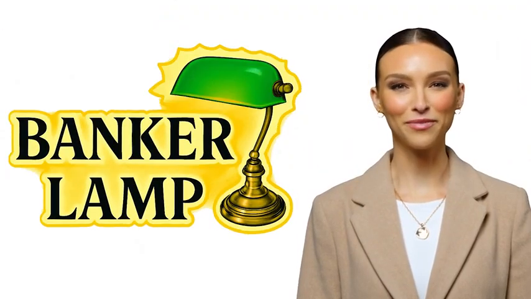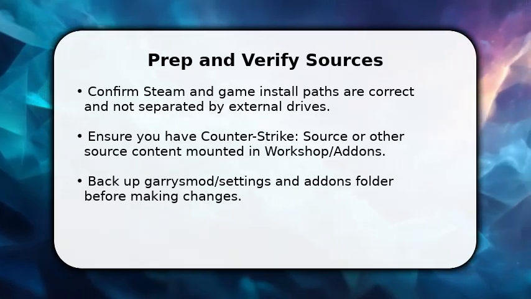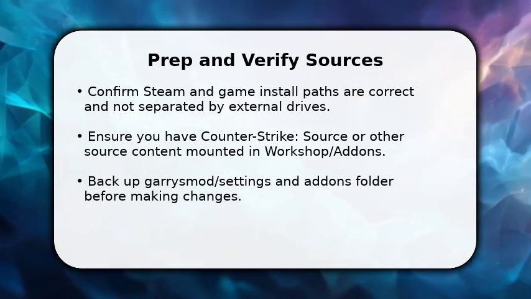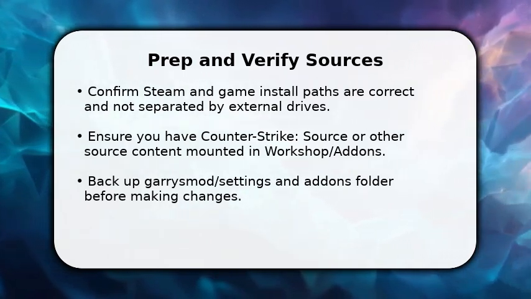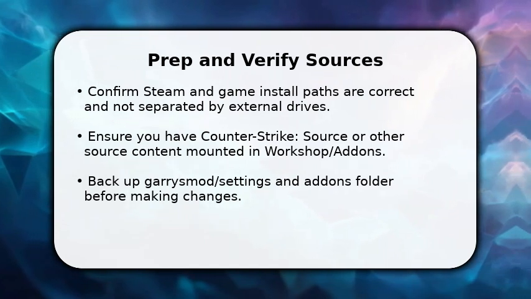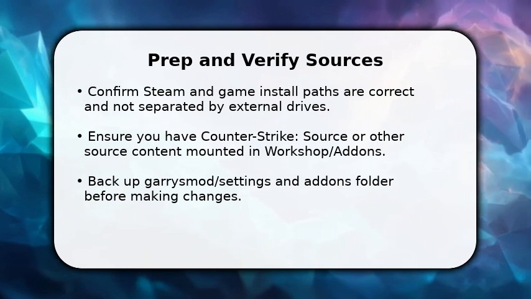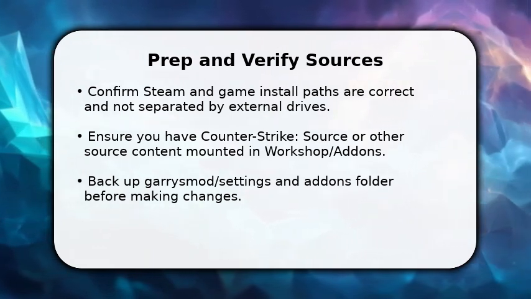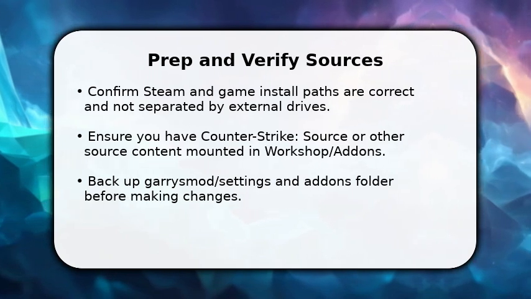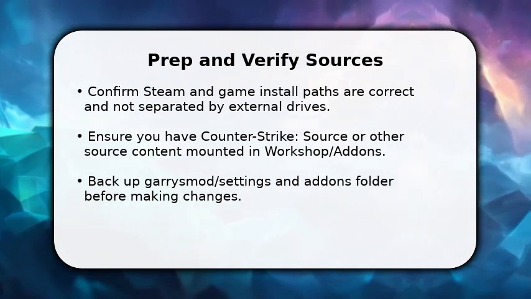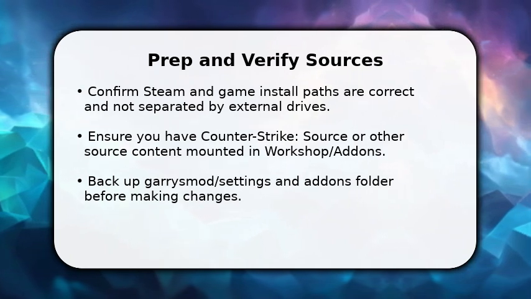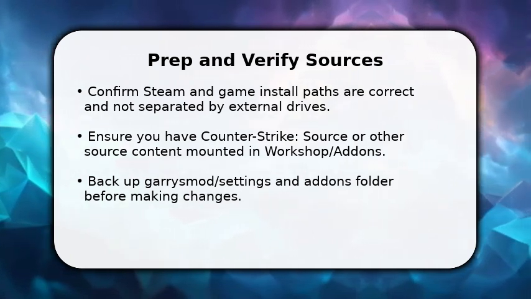You begin by verifying the content sources Garry's Mod needs. Open Steam, right-click Garry's Mod, choose Properties, then Local Files to verify the install path, because incorrect paths cause missing textures. Once done, make sure you have mounted Counter-Strike: Source or relevant Source game content under add-ons or via the game's menu so the engine can access those textures.